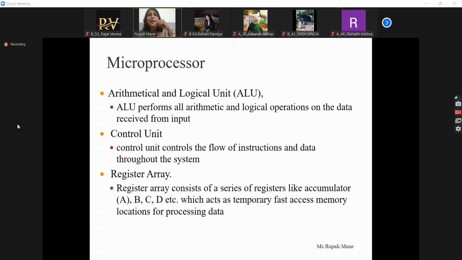आपने कोई भी माइक्रोप्रोसेसर लिया, it will be having these three basic units. Which are those three? Arithmetic and logical unit, the second one is a control unit, and the third one is a register array. कोई भी माइक्रोप्रोसेसर ले लो आप, 8085 ले लो, 8086 ले लो, 80286 ले लो, Pentium ले लो. So everywhere, whatever it may be, the microprocessor will be having these three units.